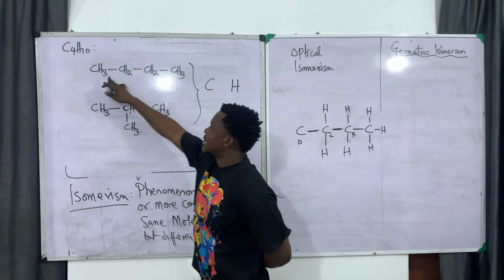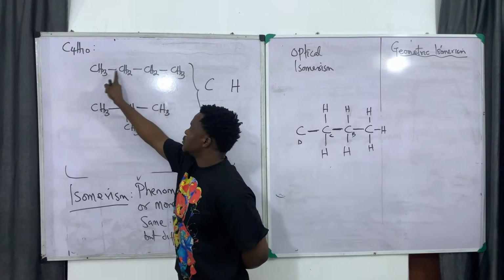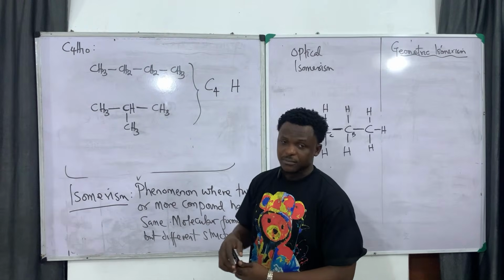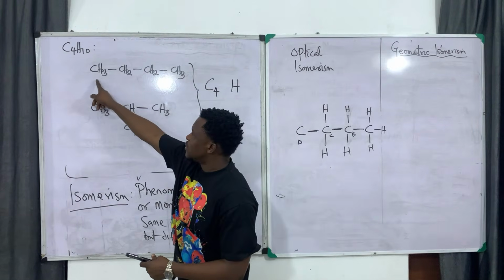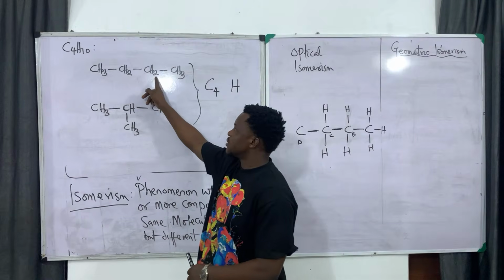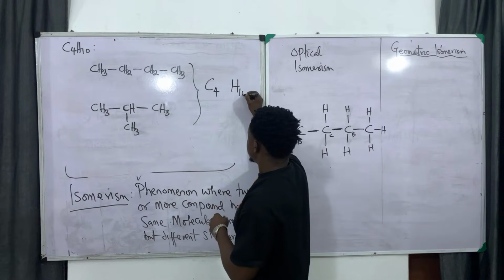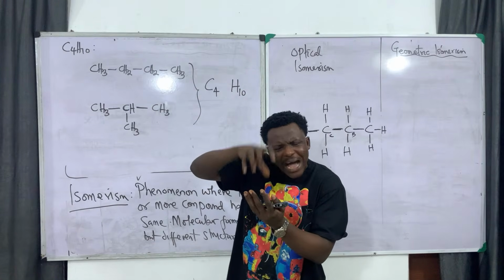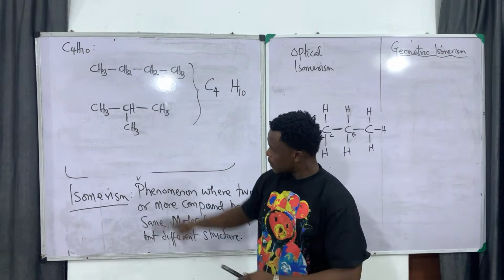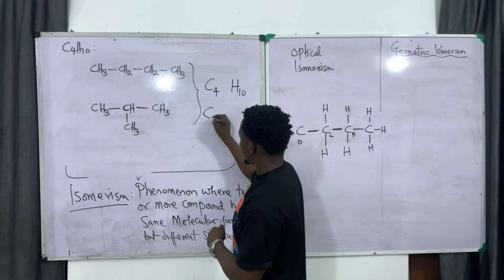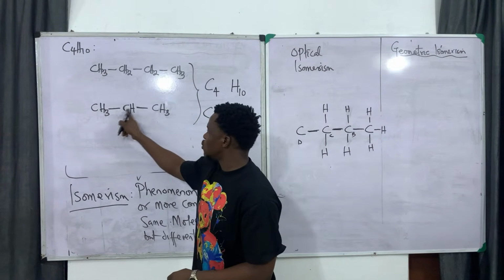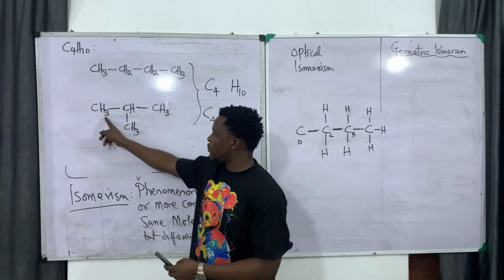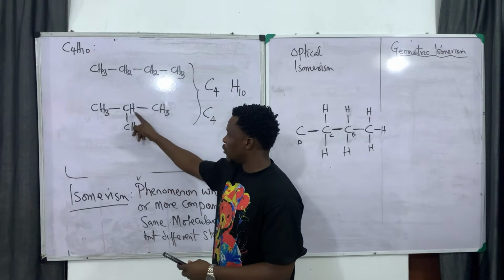How many carbons can you see here? 1, 2, 3, 4. 4 carbon. How many hydrogen can you see? 3 plus 2, 5, plus 2, 7, plus 3, 10. So it's telling us the exact number of atoms of each element. If you look at this guy, C, 1, 2, 3, 4, C4. Hydrogen is 3 plus 3, 6, plus 3, 9, plus 1, 10.